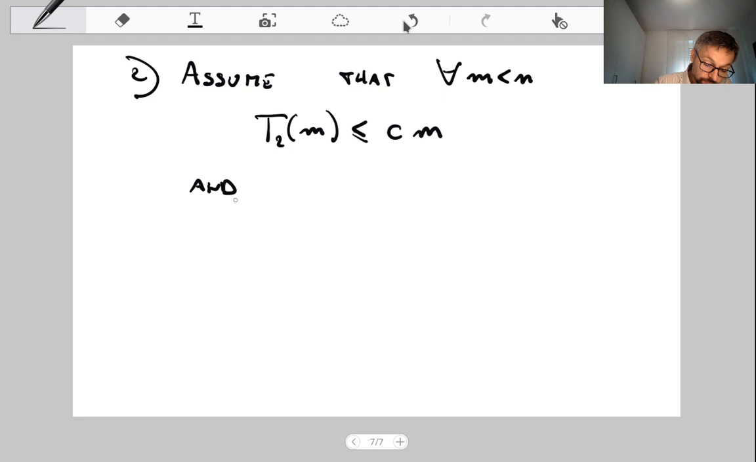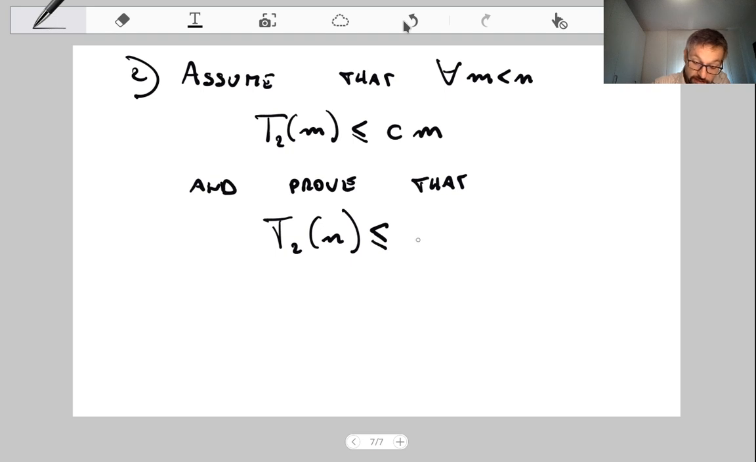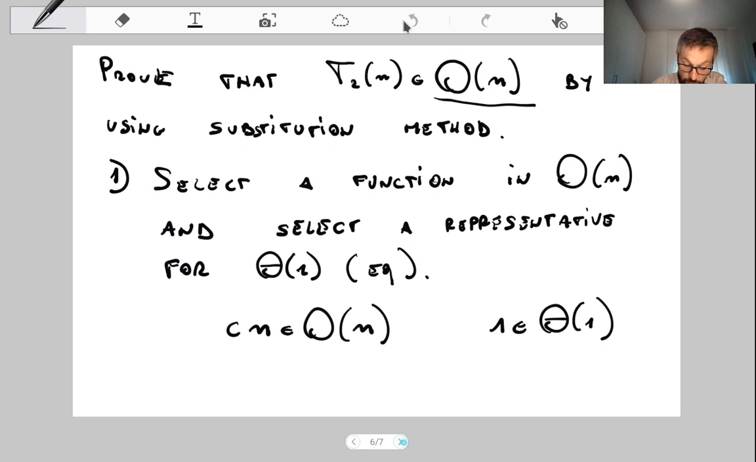Okay, and prove that T2 of n is again smaller or equal than Cn. Please notice I really need that my final conclusion is this one. So I'm not satisfied with a conclusion in which my T2 of n belongs to something similar to this equation. I really need this inequality. Okay, so now let's try it for the specific case. So the specific case is the equation we had at the beginning.